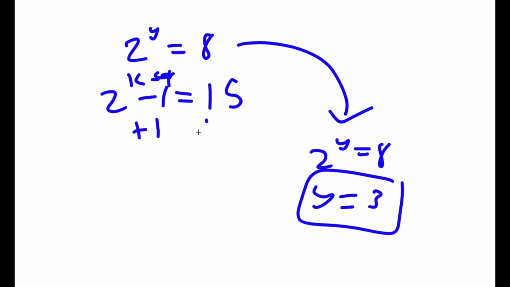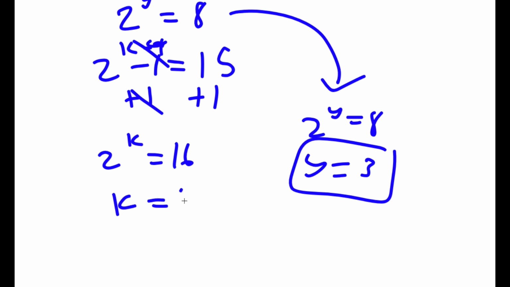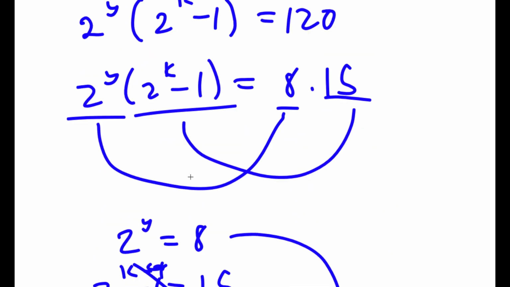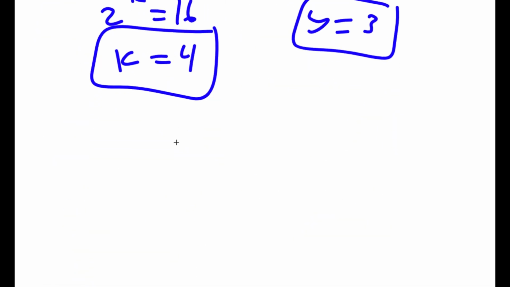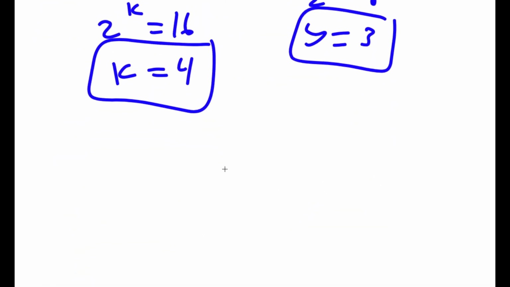So I'm going to start off by adding 1 on both sides. So I get 2 to the power of k is equal to 16, meaning k is equal to 4. Now, remember how we set x equals y plus k, and k is 4, y is 3, meaning x is 7.